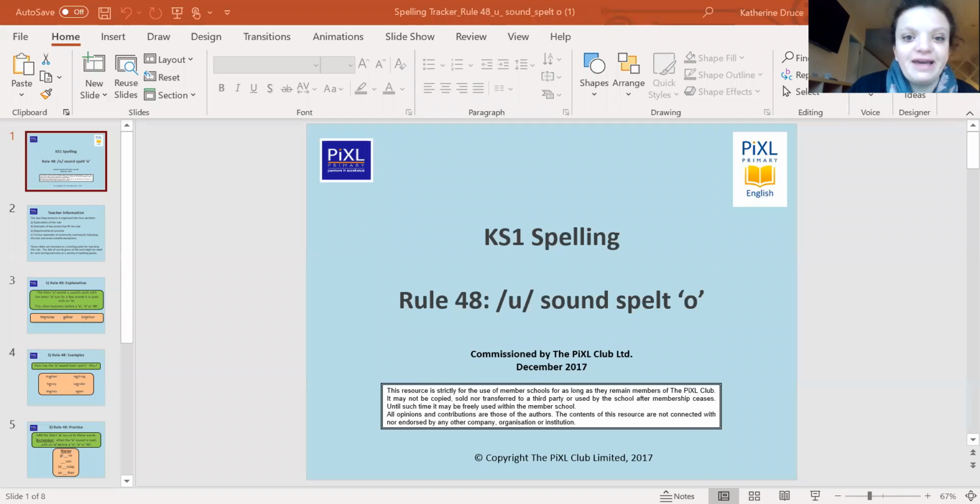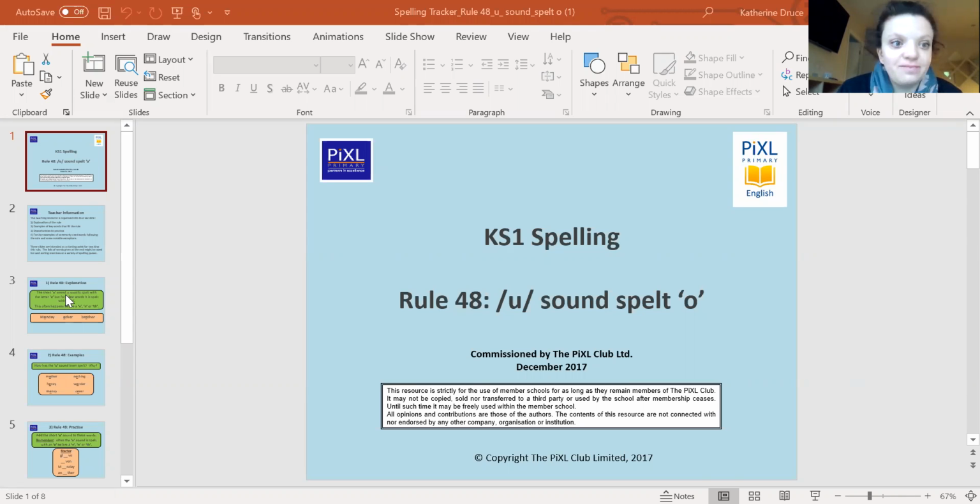Good morning, Mrs Critchley's group, and today we are going to be looking at a new spelling pattern. We're going to be looking at the sound, but how it's sometimes spelt with an O. So we're going to listen to that sound, and see how it is sometimes spelt with an O.